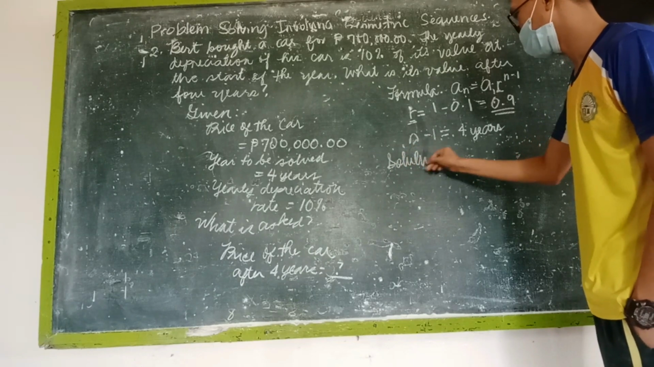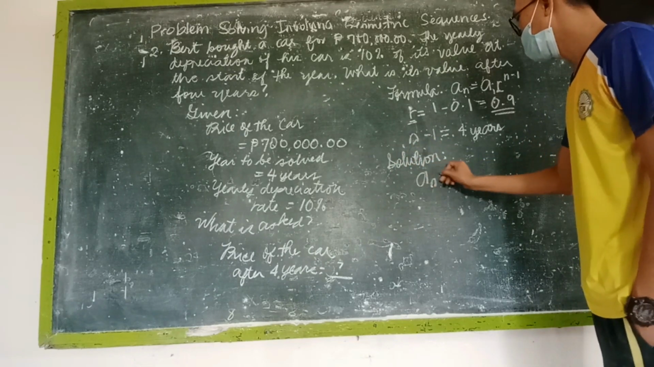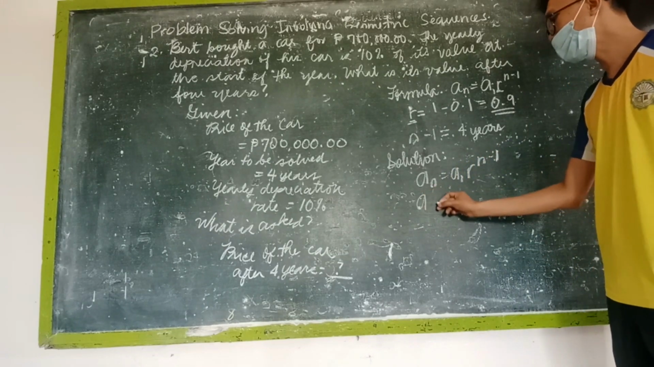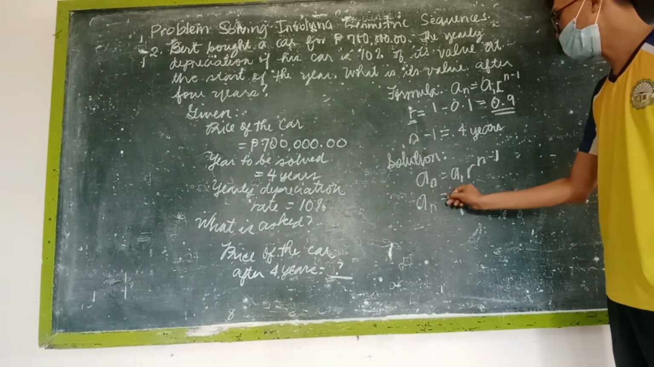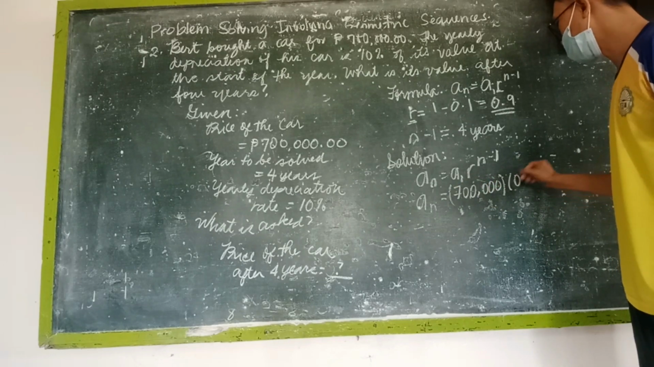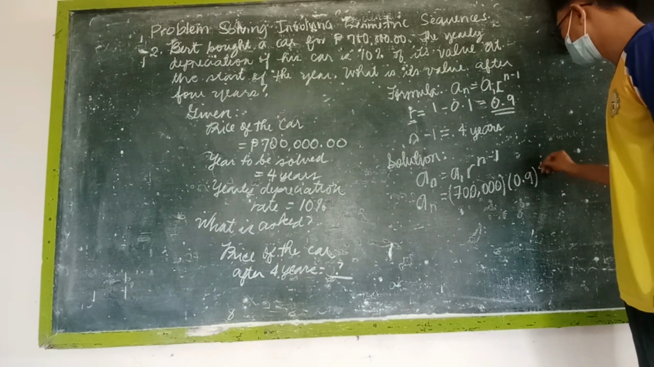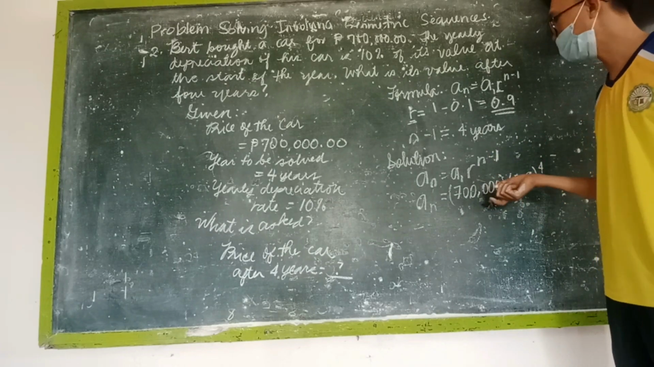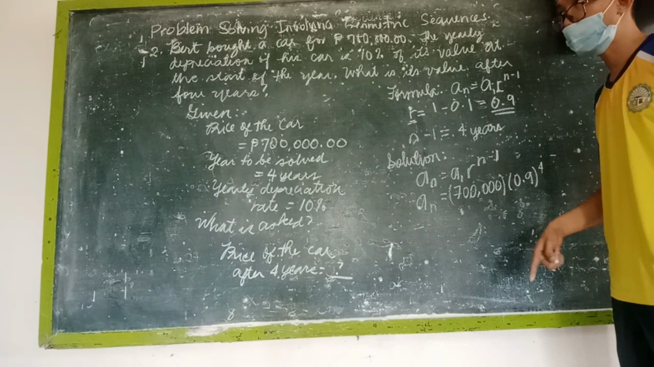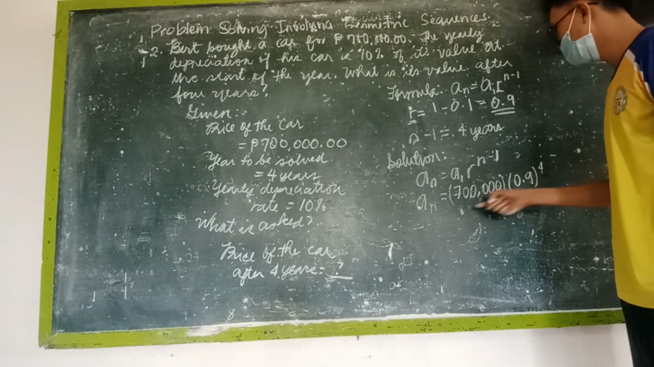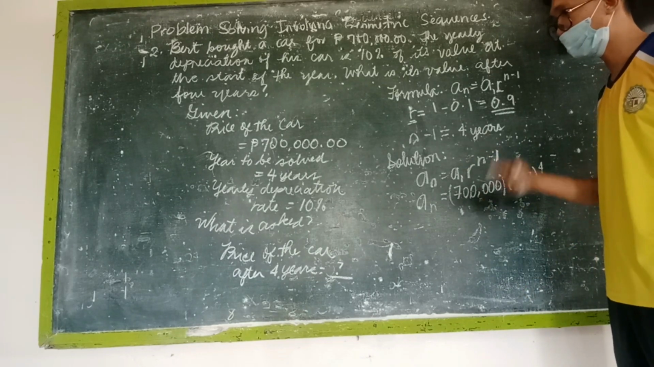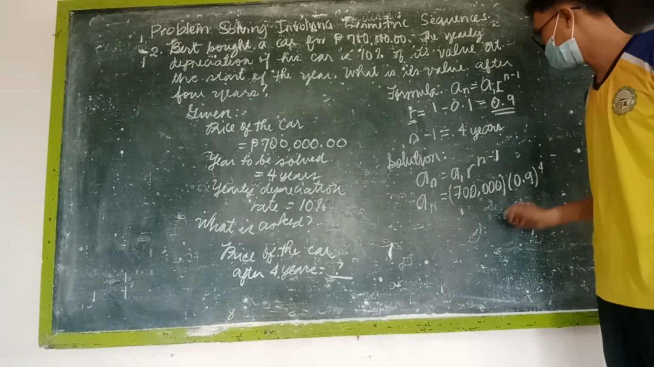Solution. We have A sub N is equal to A sub 1 R to the power of N minus 1. So, ang A sub N natin dito magiging 700,000 times 0.9 raised to the power of 4 agad. Hindi na tayo magdadaan sa 4 minus 1 kasi 3 years. 3 lang yun siya. So, ibig sabihin, nagkatas lang tayo after 3 years. Kung 1 kasi dito, so automatic na yung para sa next year. So, 1 year na yun siya. Then 2 years, 3 years, then 4 years.